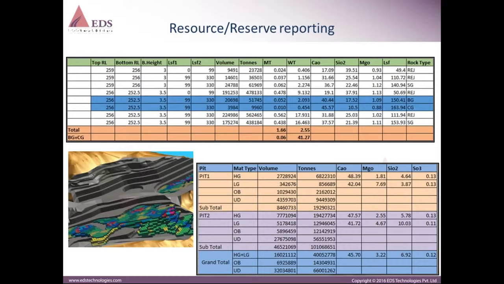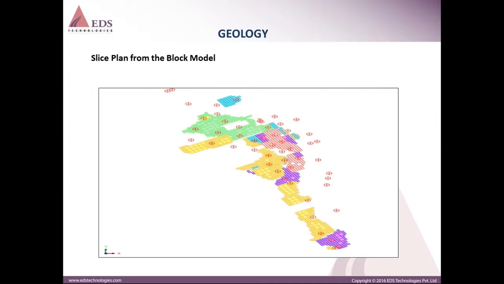And this is an output of a resource or reserve reporting. So once you have estimated your resources, you can do the reporting of those resources or reserves. And you can extract the slice plans of a block model. That means at a particular RL, what are the kinds of ore, what are the grades you are available to extract. So that's how a slice plan can be created from the block model.